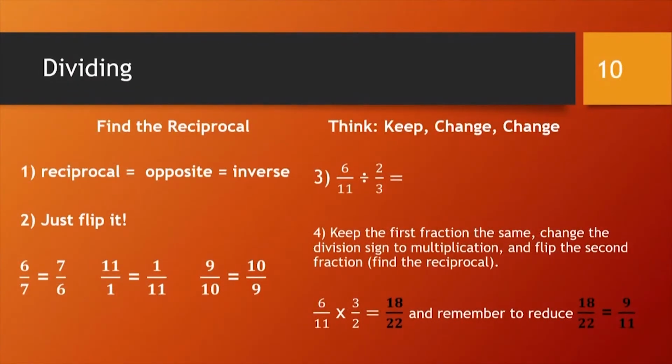Okay, now we are moving on to dividing. Dividing is like multiplication in that you do not have to find a common denominator. So again, for dividing, you do not have to find a common denominator, but there is an extra step. Think about how addition and subtraction are opposites. The same thing is true for multiplication and division. The opposite of multiplication is division. So when you're dividing with fractions, you're simply multiplying by the opposite.